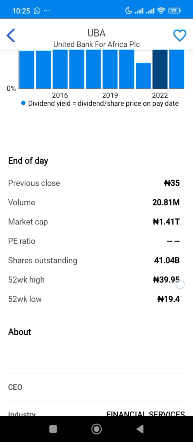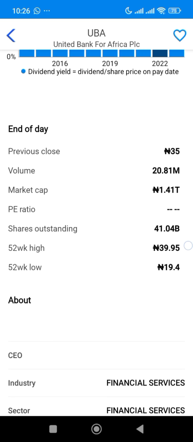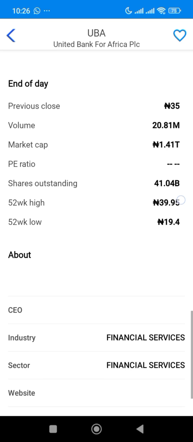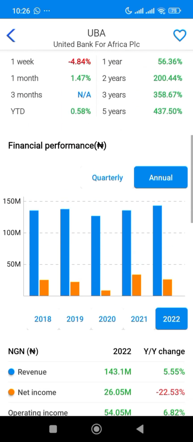Let's say you want to hold it for long, you can buy at this price, 39.35, before you can buy at the week high. Please, if you are not holding for long term, maybe you want to hold for like 6 months, or anytime it increases you take your profit, you continue like that. Do not buy at the week high. Okay, so these are just the details.